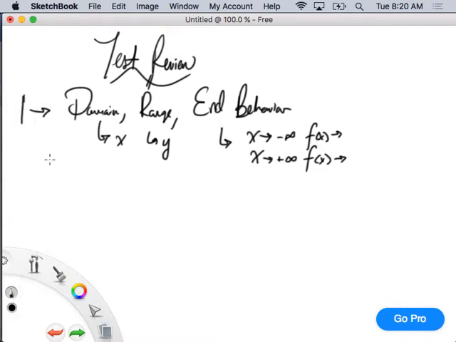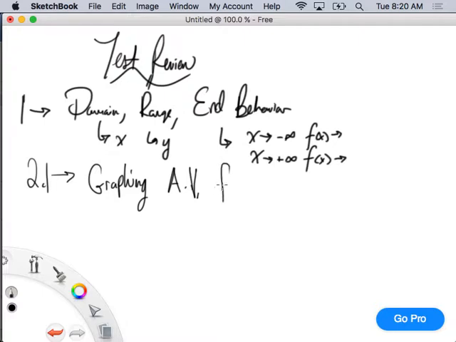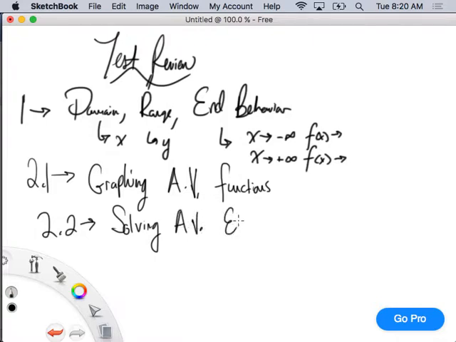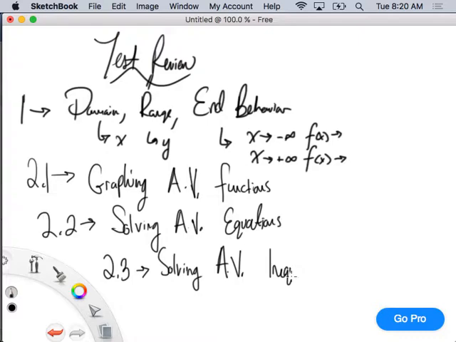Okay. Then module 2.1 is graphing absolute value functions. Module 2.2 is solving absolute value equations. And 2.3 is solving absolute value inequalities.